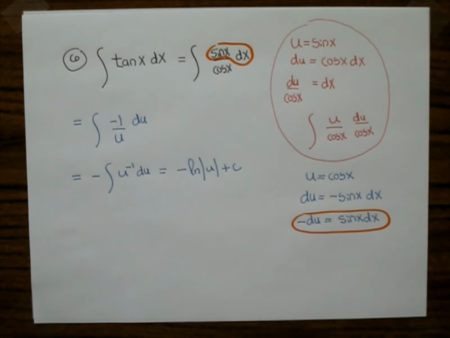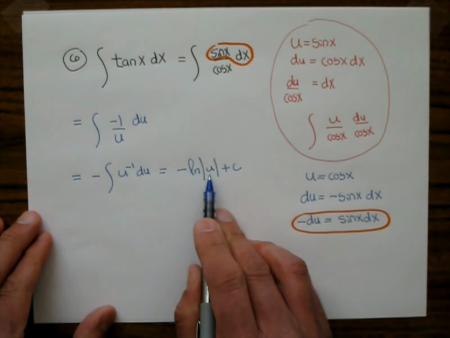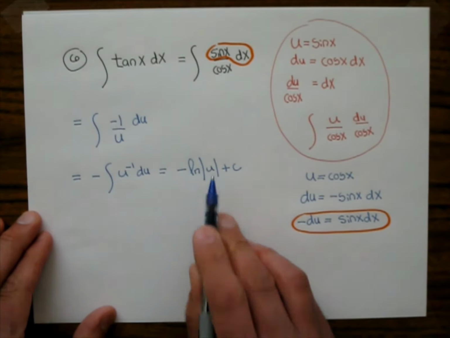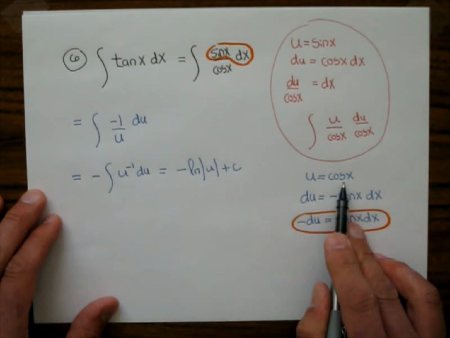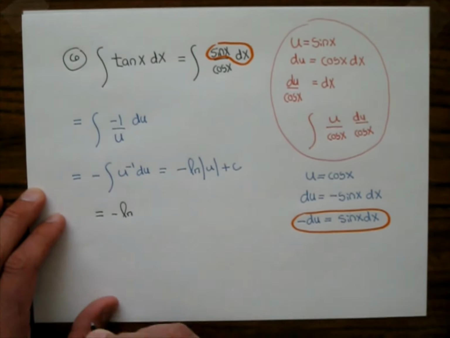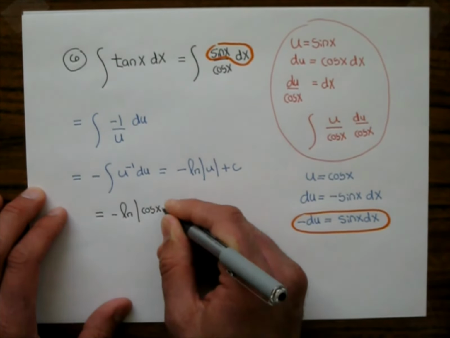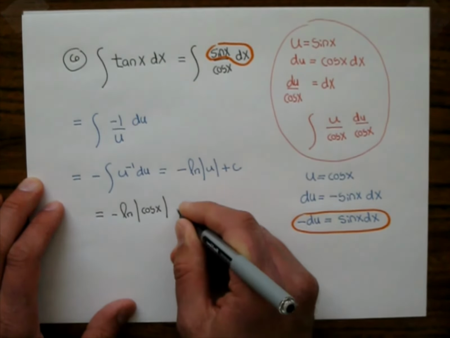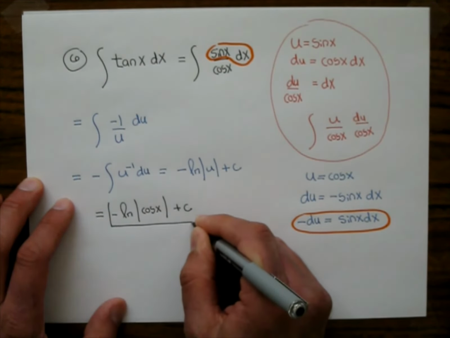Let's go ahead and replace the u's with x's. And so this u is going to be replaced with a cosine x. This gives me negative ln absolute value cosine x. And then this is plus c. This is an acceptable answer.